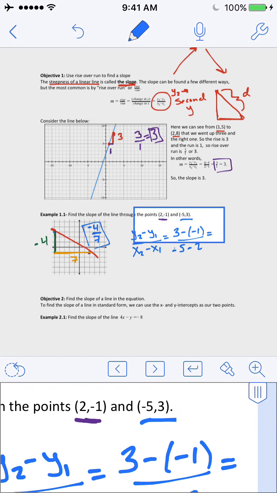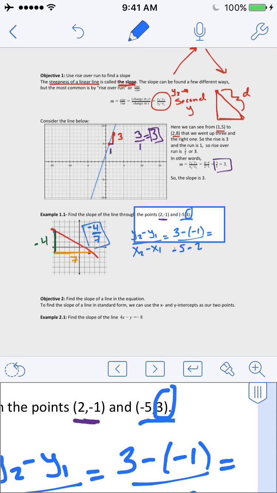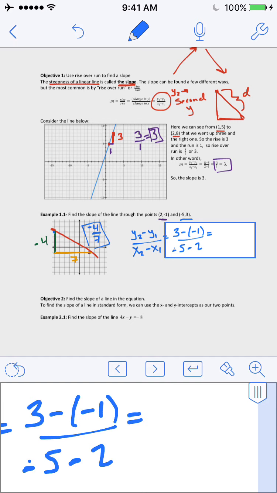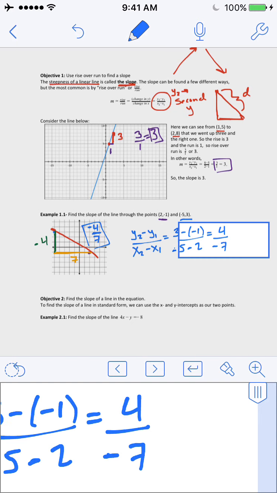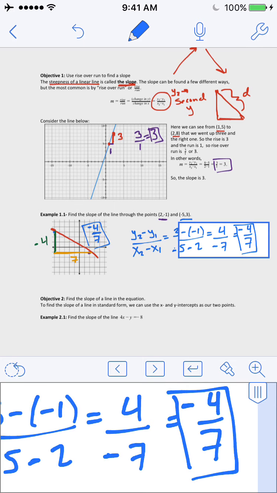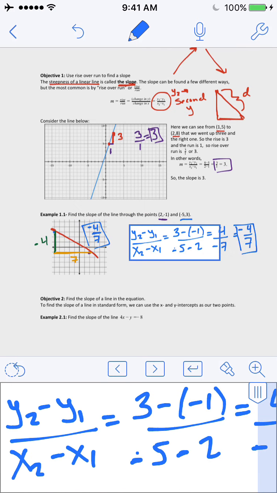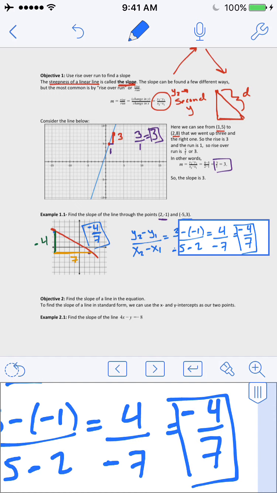Alrighty, so I just plugged it in as I saw. This blue one right here was that 3 there, right? And then this -5 was on the bottom. It's the blues minus the purples. Okay, now we'll simplify a little bit. 3 minus a -1. Remember, minus a negative makes it a positive. So we've got 4 over -5, take away 2 more, -7. And since it's a fraction, the negative can go on either the bottom or the top. -4/7 is our slope. And that's exactly what we got when we did it geometrically. So either way, we got -4/7 as the slope. Awesome.